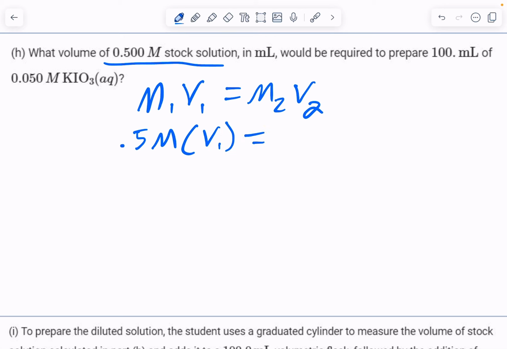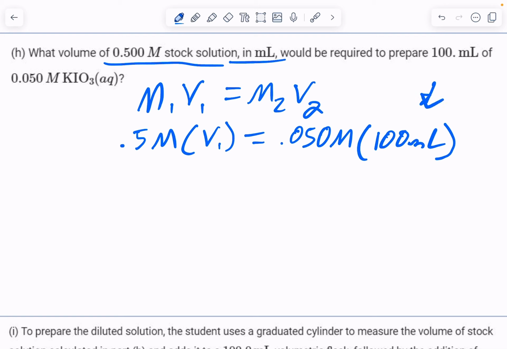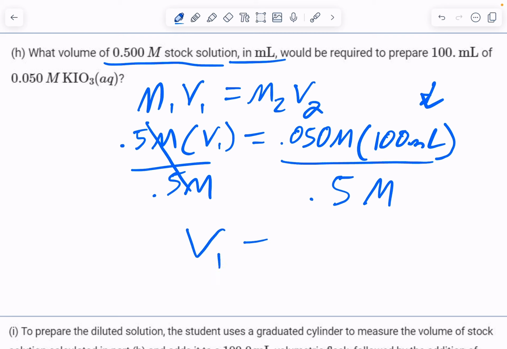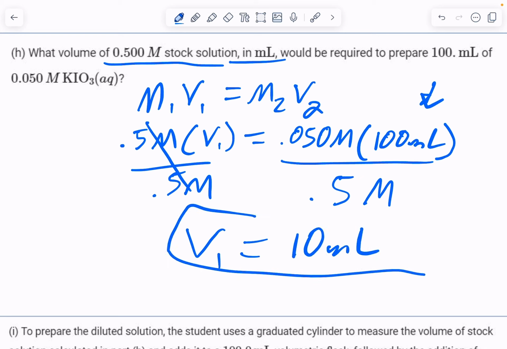And that's equal to 0.05 molar KIO3 times 100 milliliters. Once again, I'm going to leave this in milliliters since I'm looking for milliliters as my answer. So I can definitely just leave it right there. Okay, to solve it, I'm going to divide both sides by 0.5 molar. By doing that, this cancels, and I will get my answer V1, which is 0.05 times 100 divided by 0.5, gets me 10 milliliters. So that would be I need 10 milliliters of stock solution.